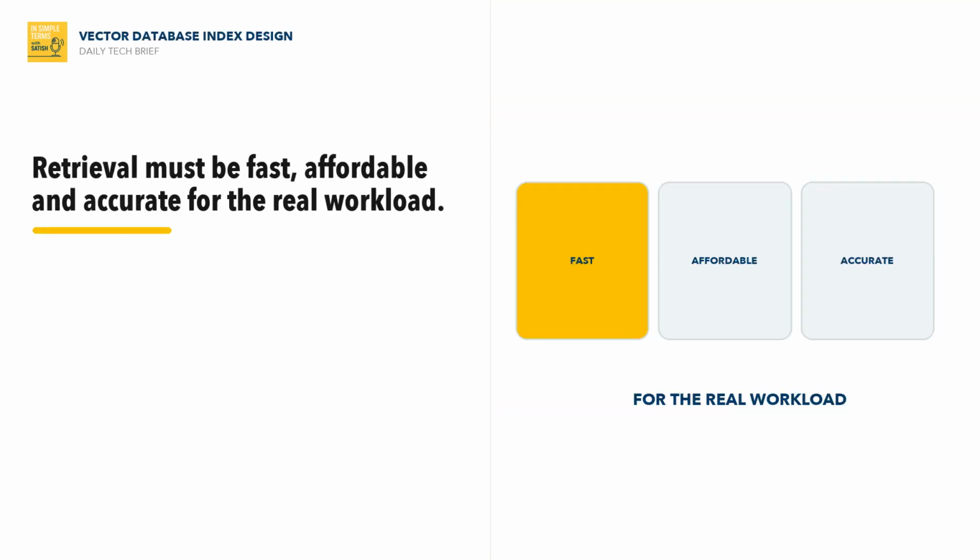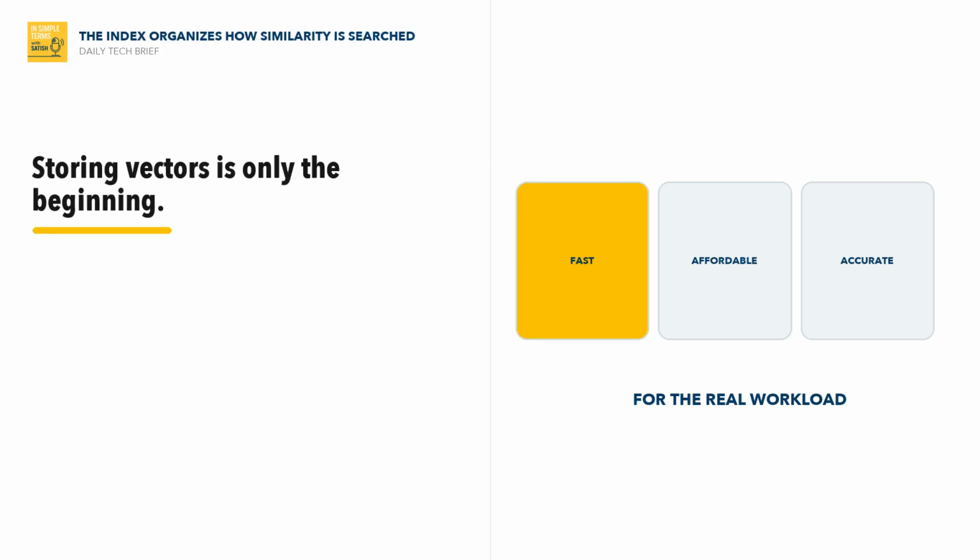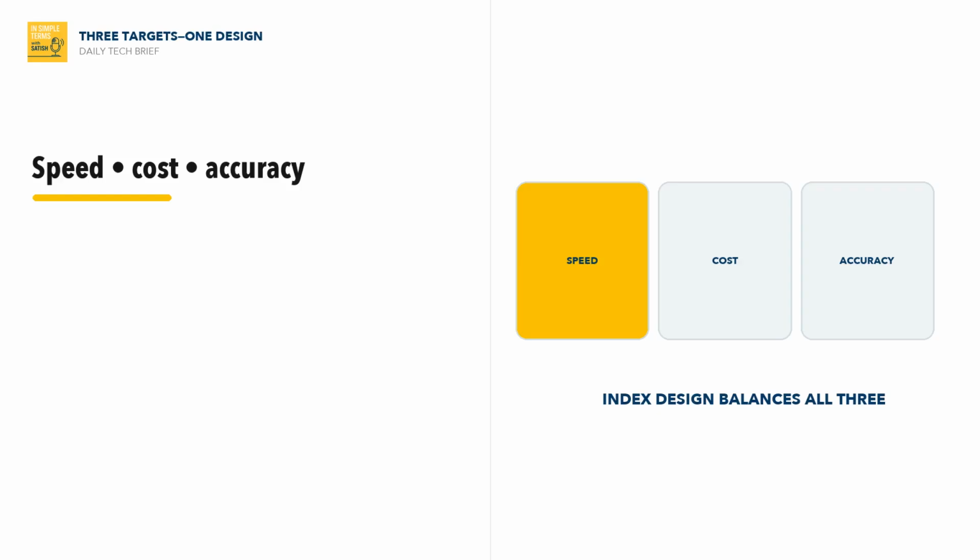Today we are talking about vector database index design. Let us start with the technology first. Vector database index design is the way a retrieval system organizes stored vectors so it can find similar results fast enough, cheaply enough, and accurately enough for the real workload.